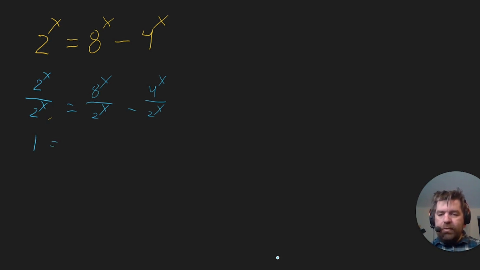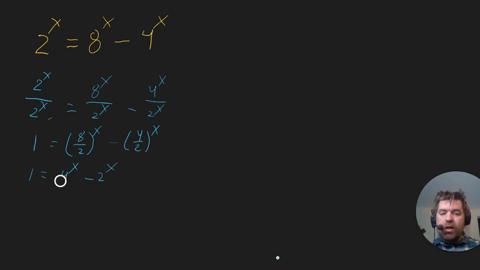And this, well, we can put x outside of the parentheses. We know that from the rules of power. So we can say this, and minus. We can do the same over here. So now we can see, well, this gives us 4. So 1 equals 4^x minus, and this gives us 2 minus 2^x.